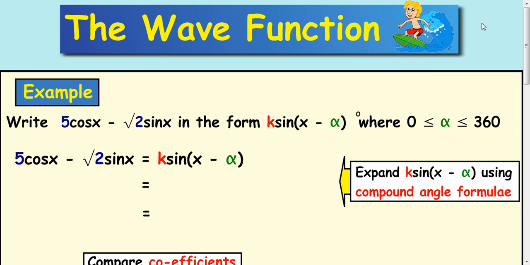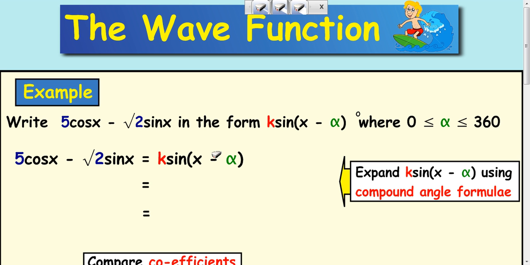In this lesson, we're going to rewrite 5 cos x minus root 2 sin x in a different form, this time k sin(x minus alpha). If you're asked in the exam to do it a certain way, then you must do that to gain marks. However, if you're not told which formula to use, you can pick. You can either do k sin(x plus or minus alpha), or k cos(x plus or minus alpha). It doesn't really matter which one you use if you're not told. But let's have a look how it works with a sine instead of a cos.